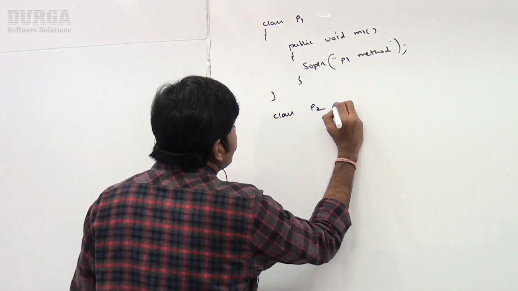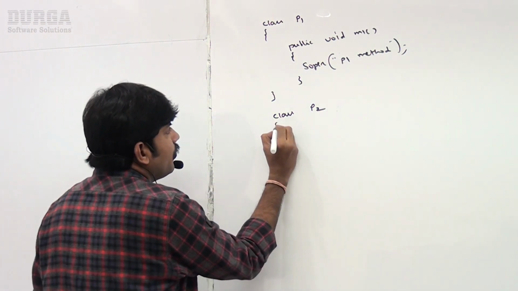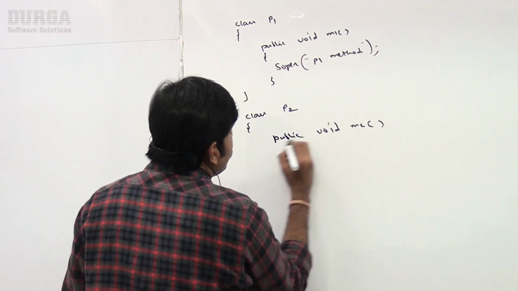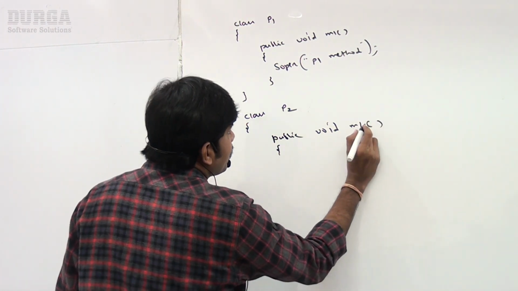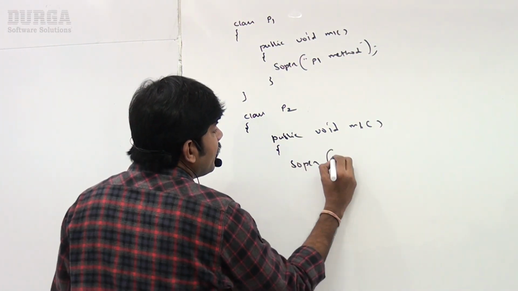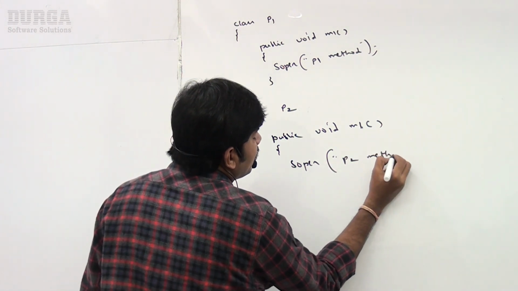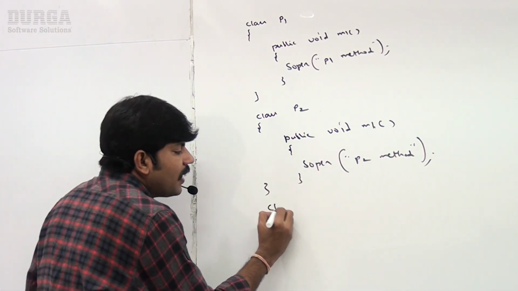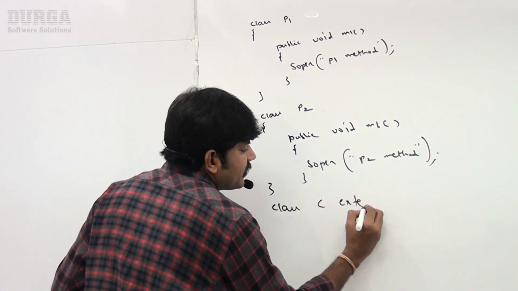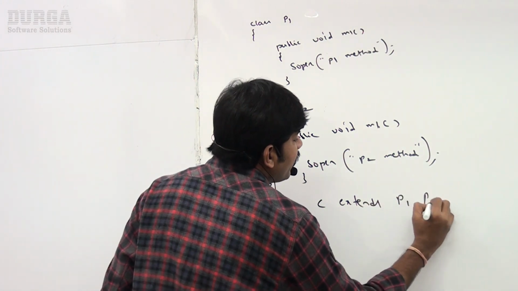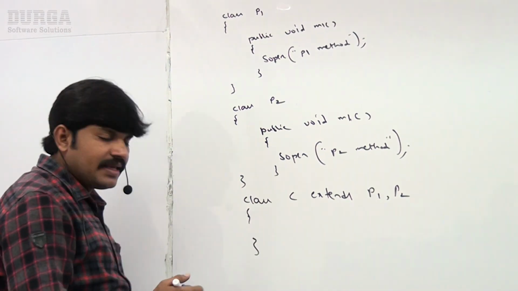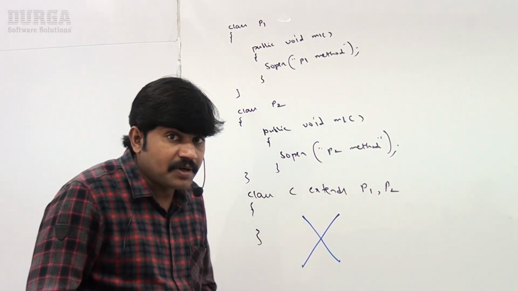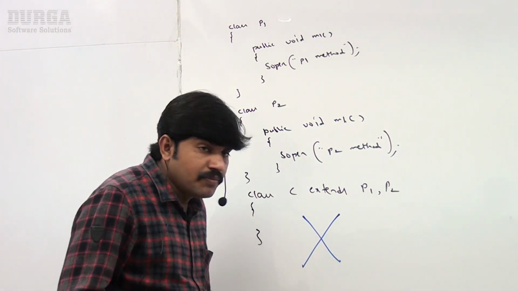What is the second one? Class P2, parent 2. Now public void m1, System.out.println("P2 method"). Sir, a P2 method like this I have. Are you getting it? Now class C extends P1, P2. Immediately the compiler will give an error. What will happen, sir? Immediately a compile error. By default we are going to get an immediate problem.